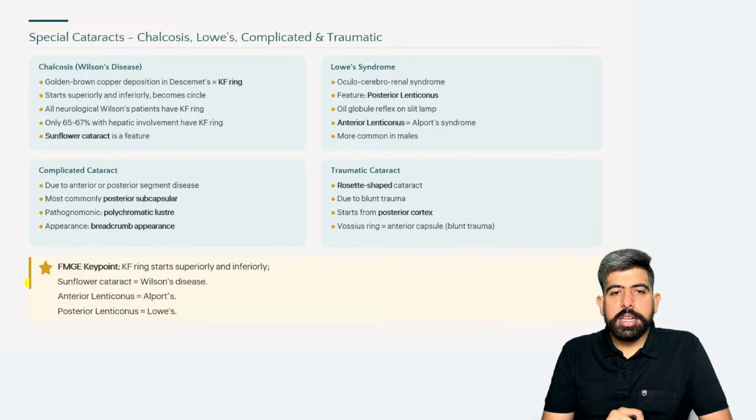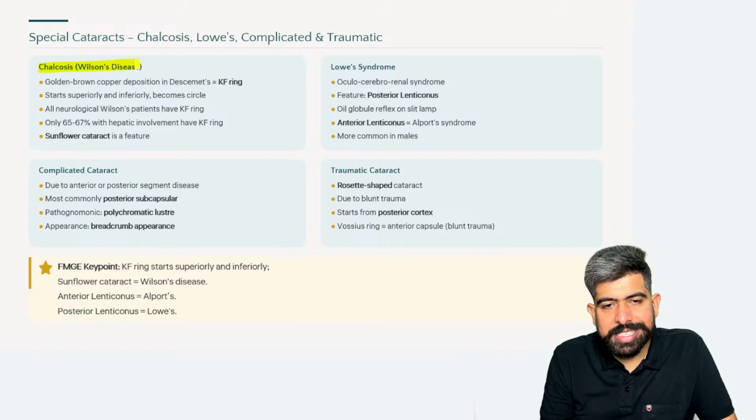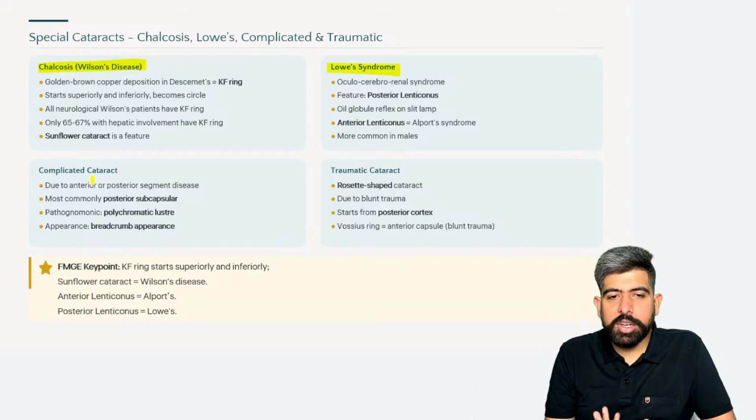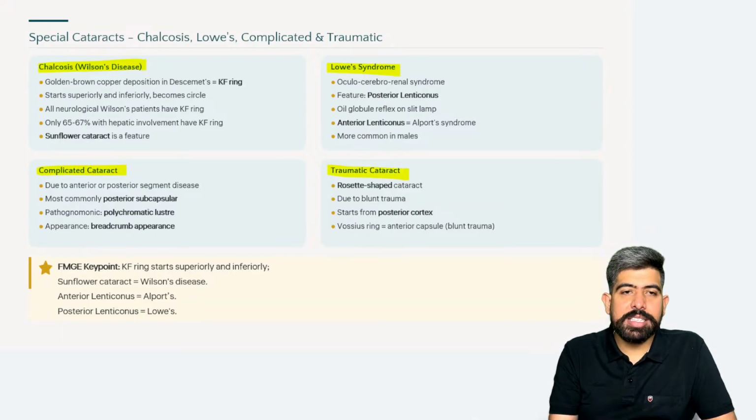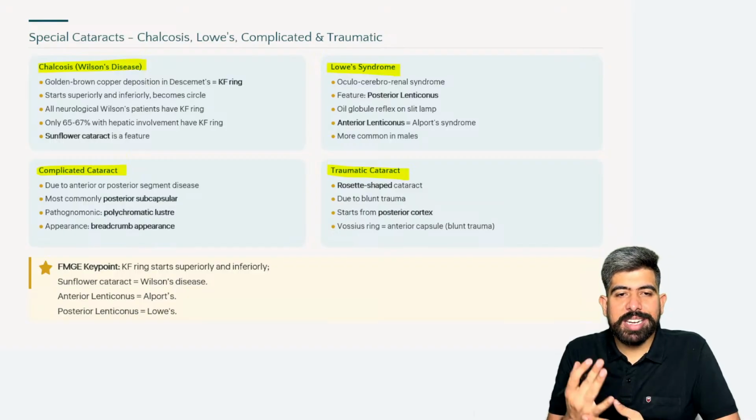Special cataracts are also there, right? In these special cataracts, we have the first one, which is seen in Wilson disease. Also, we have Lowe syndrome, the complicated cataracts, and the traumatic cataract. So these are some special cataracts which we have to talk about. First of all, we are starting with the Wilson disease cataract.